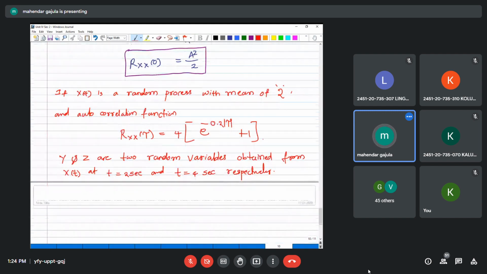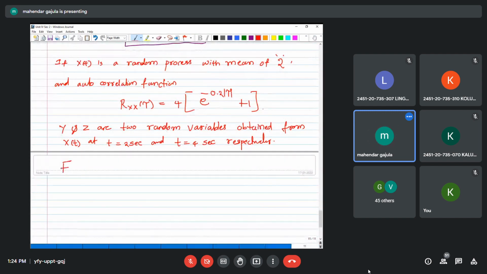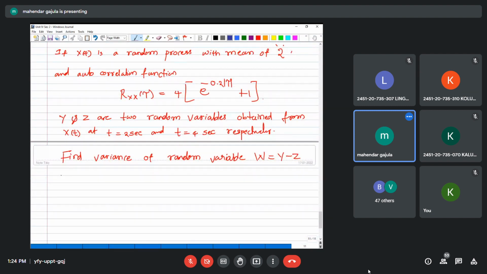Now we have to find the variance of the random variable W equals Y minus Z. Okay.